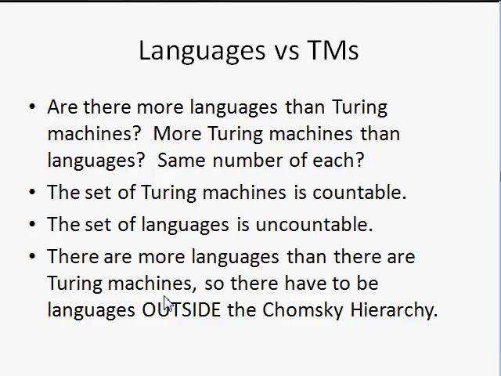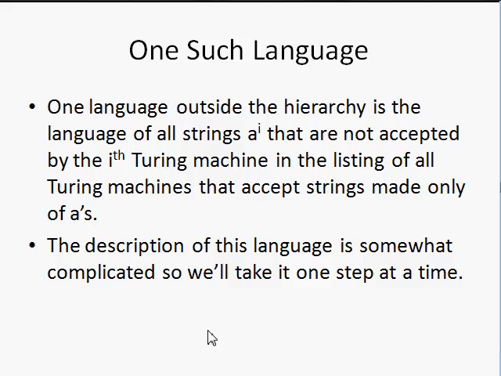And thus, there must be languages that are outside the Chomsky hierarchy, because the Chomsky hierarchy contains only the languages that can be recognized by Turing machines. Each Turing machine has a specific language that it recognizes. So only the languages that are recognizable by Turing machines are in there. And since there are more languages than Turing machines, there have to be some that are not in there. Let's find one.